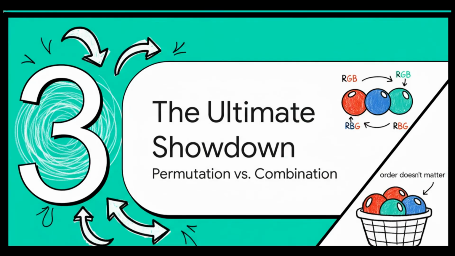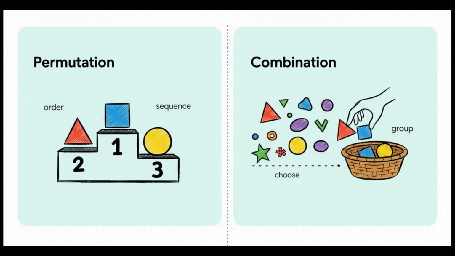All right, it's time for the ultimate showdown. Let's put these two ideas side by side to make absolutely sure the difference is locked in for good. So if you remember one thing today, let it be this. Permutation is all about arrangement. When you see keywords like order, sequence, or positions, your brain should be screaming permutation. On the flip side, combination is all about selection. If you see words like choose, select, or group, you're almost definitely dealing with a combination.